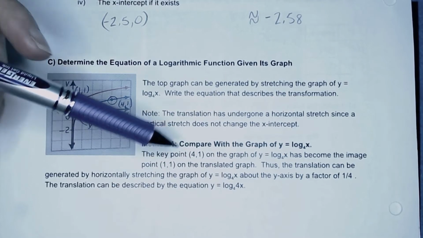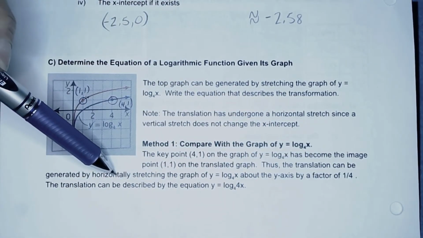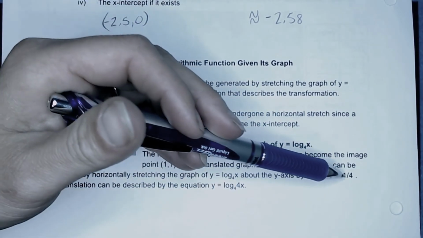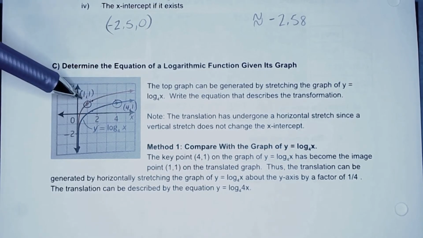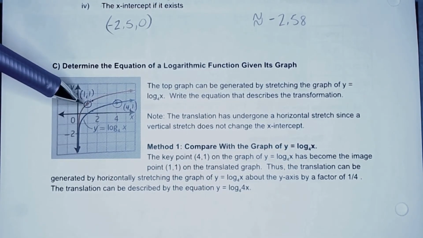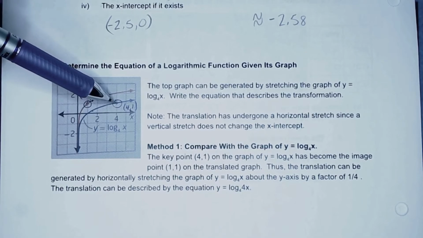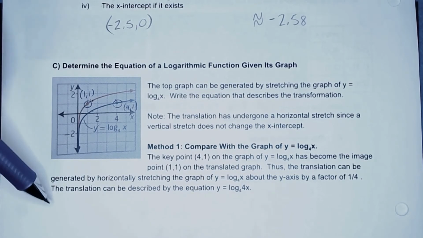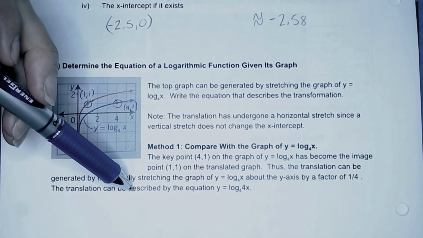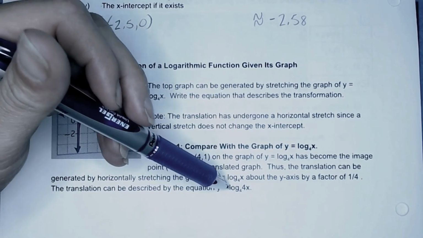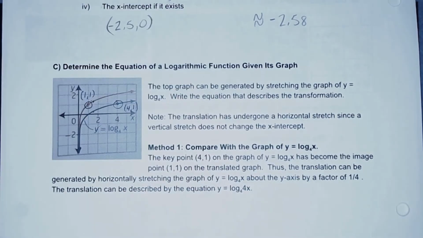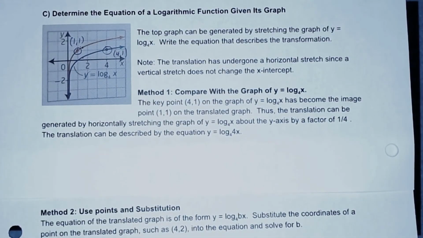If you remember back to the first unit, the translation can be created by horizontally stretching the graph, y equals log 4x, about the y-axis by a factor of 1/4. This is 4 times less than the original function. And you can get that value just by looking at the difference in them. So the translation can be described as the equation y equals log 4x, where the b value is, of course, the bottom of this fraction right here. There's also a method 2 for this, so you just pick which one works for you and do that.